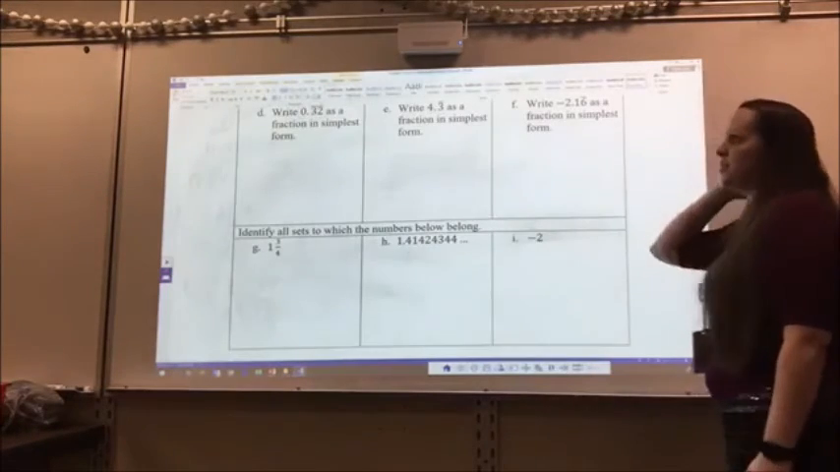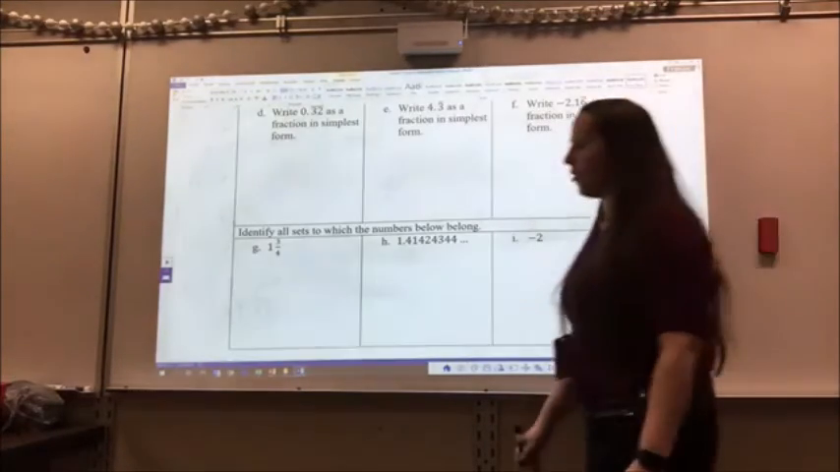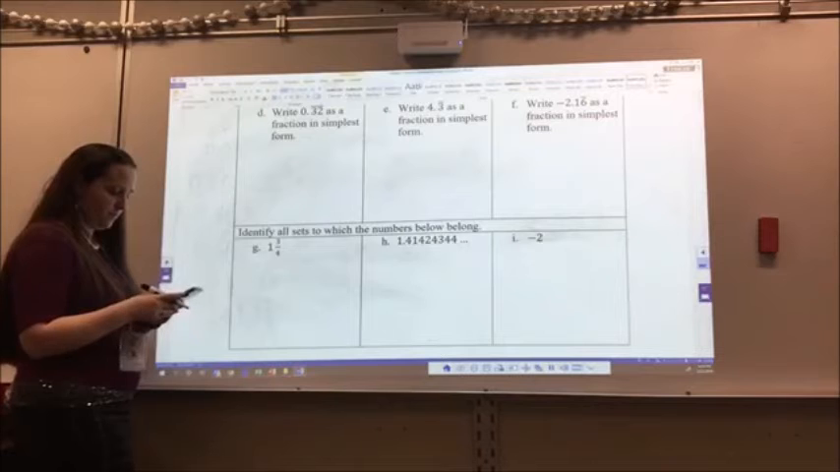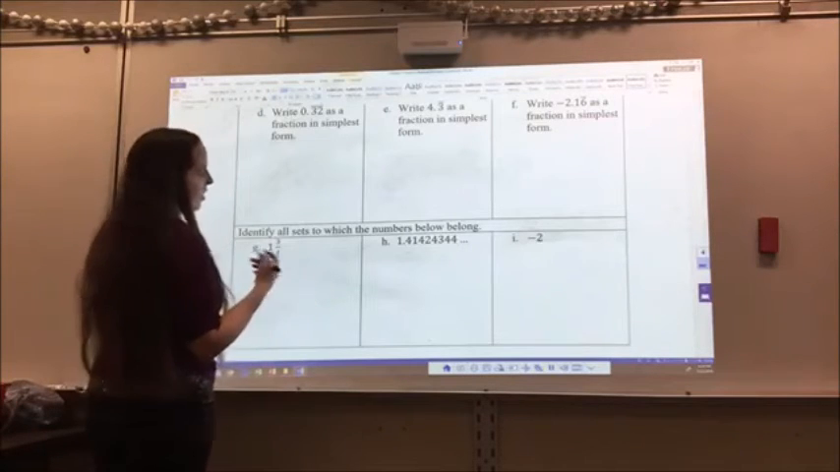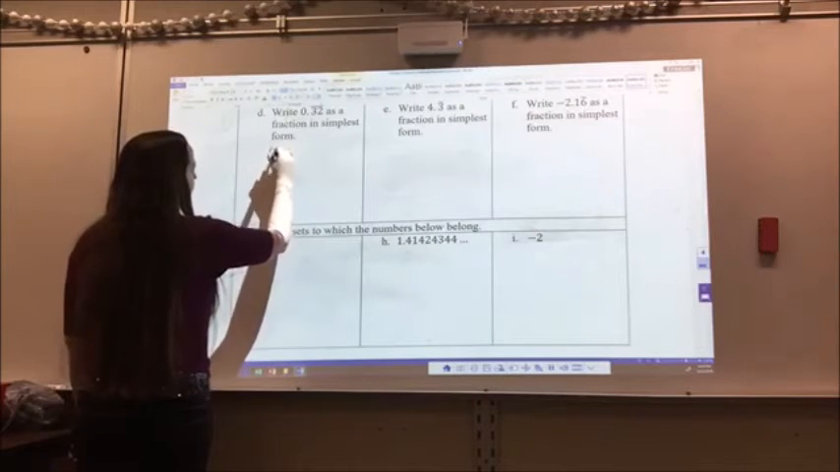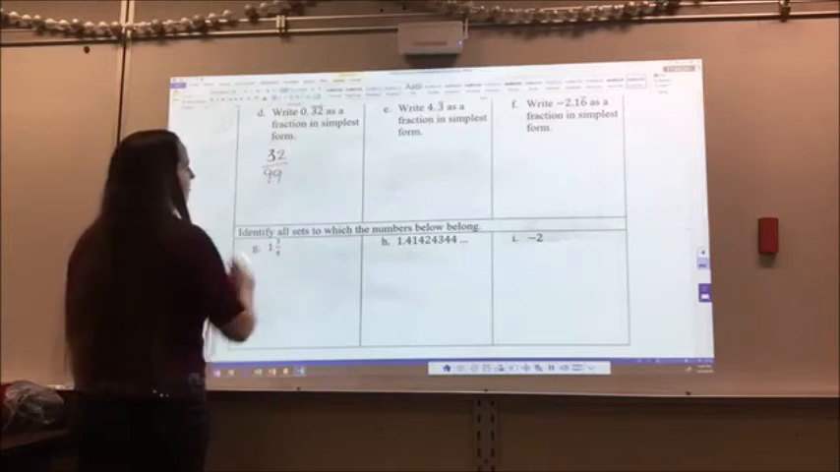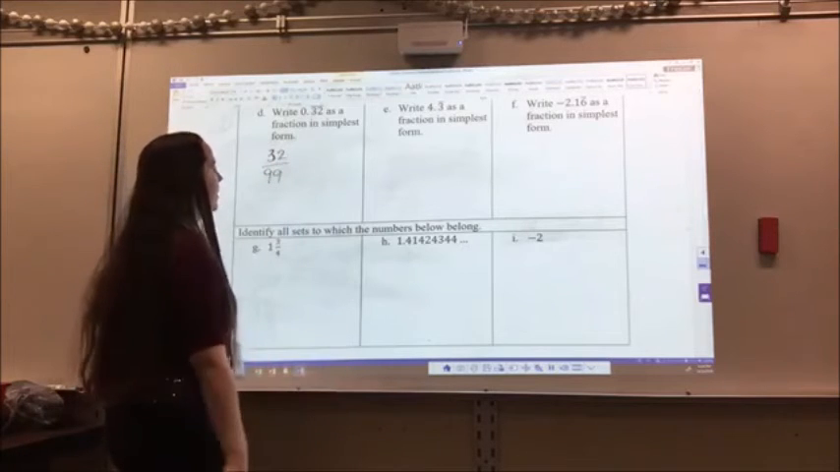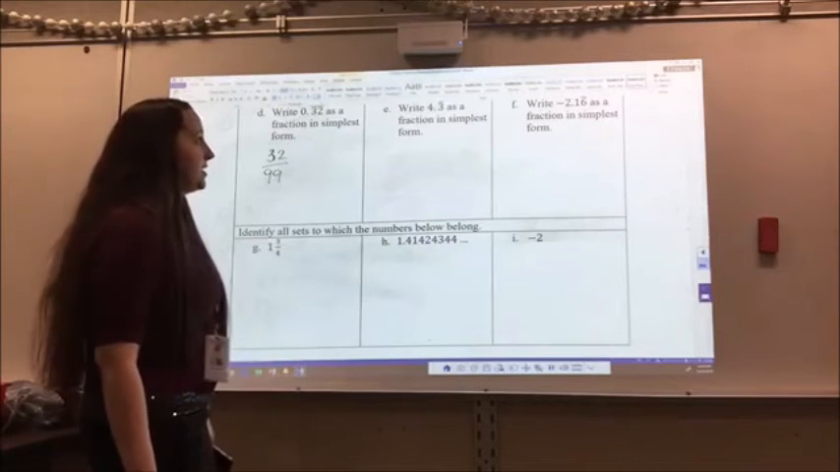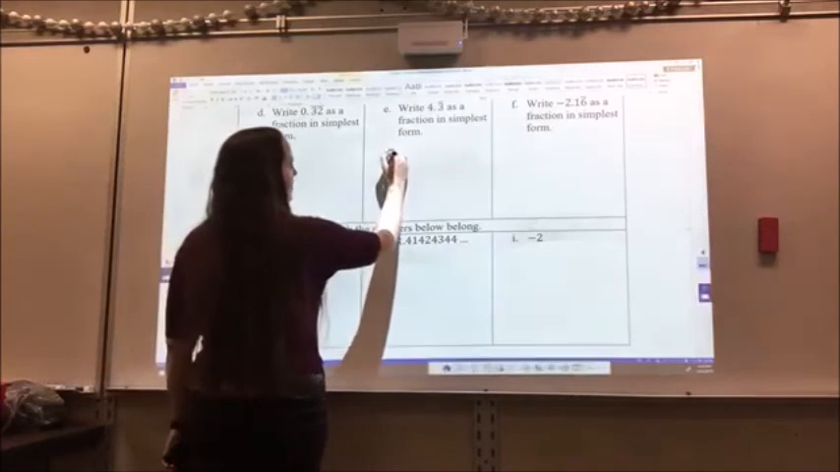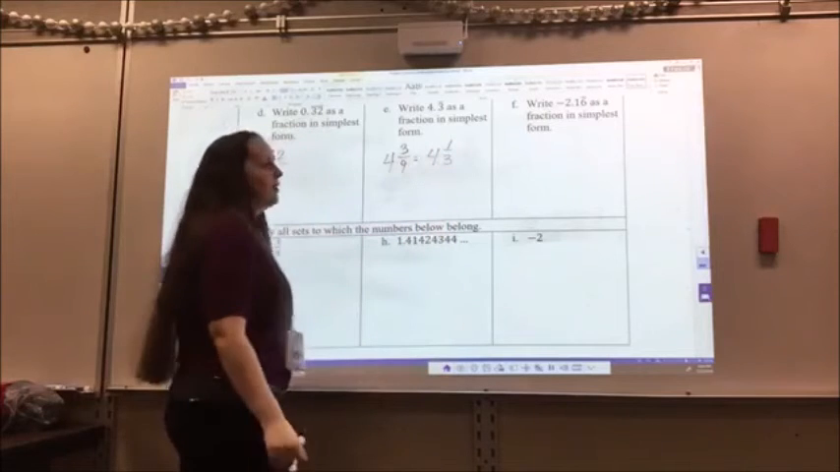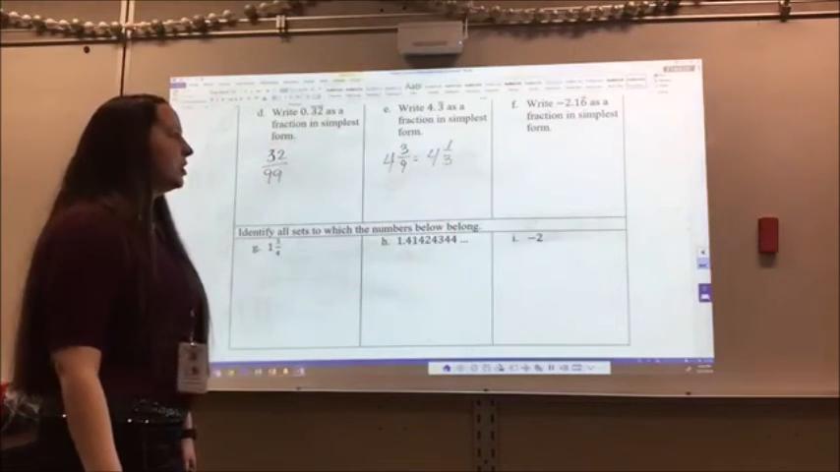For letter D says write 0.32 repeating as a fraction in simplest form. Okay, so basically all I'm going to do is say 32, and because that's what's repeating, I'm going to put that over 99. 32 over 99. And I can't simplify it any further than that. Next, 4.3 repeating as a fraction in simplest form. So this is going to be 4 3/9, which is really 4 1/3, because I can simplify 3/9 to 1/3 by dividing both numerator and denominator by 3.